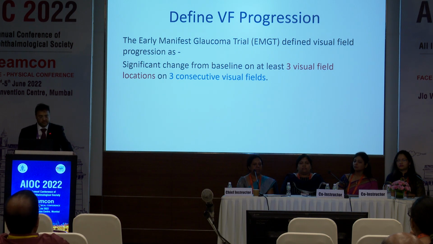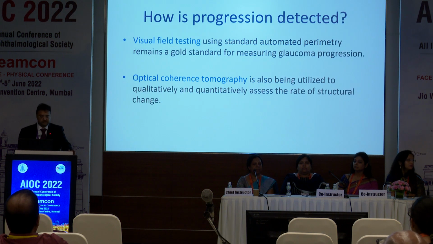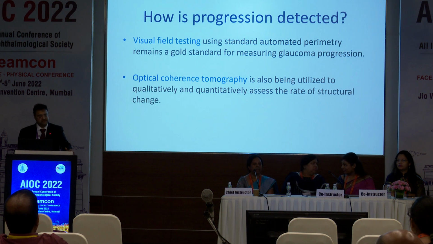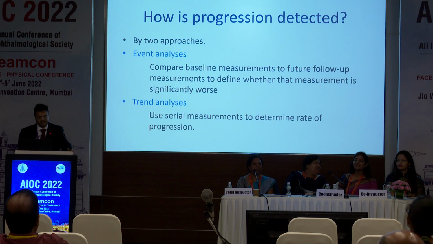So how do we define progression according to the AMGT trial? It says that there should be a significant change from the baseline on at least 3 visual field locations on 3 consecutive visual fields. Visual field testing is usually the standard automated parameter, which remains the gold standard for measuring glaucoma progression. And OCT is also being utilized with qualitative and quantitative analysis to assess the rate of the structural change. So there are 2 approaches whenever you use these 2 equipments.